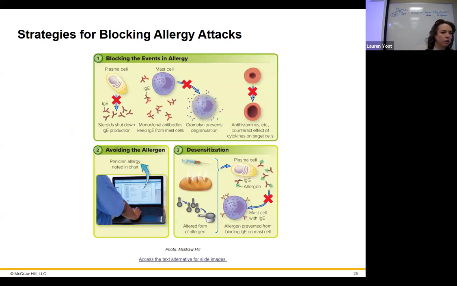Okay, this is strategies for blocking allergy attacks in general. The events in the allergy, we could have blocking IgE production. So that's steroids here.